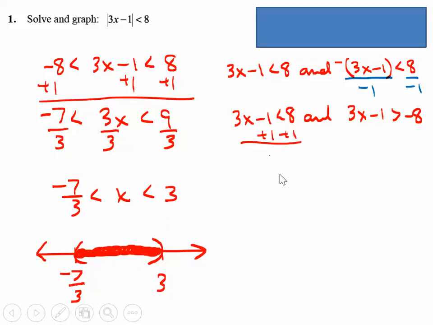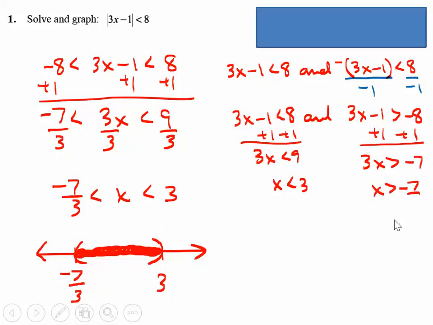So +1 +1, there's my 9. Divide by 3, there's my 3. Add 1 over here, add 1 over here, there's my -7. Divide by 3, and there's what I got here. Okay, so I want to change this into this right here. How does that work? And again, you don't need to learn it because we know the shorthand notation. Real quick, if x is greater than -7/3, tell me if you agree. If that's the case, isn't this also true, that -7/3 is less than x? Good. If you switch the numbers around, you've got to switch the inequality as well.